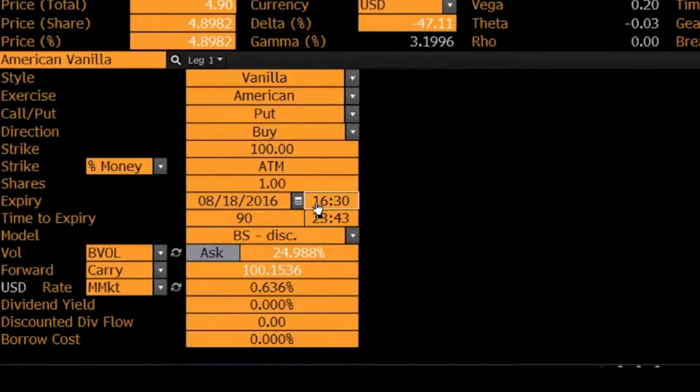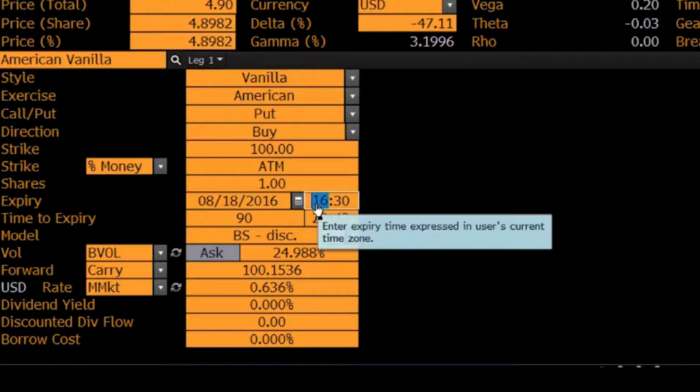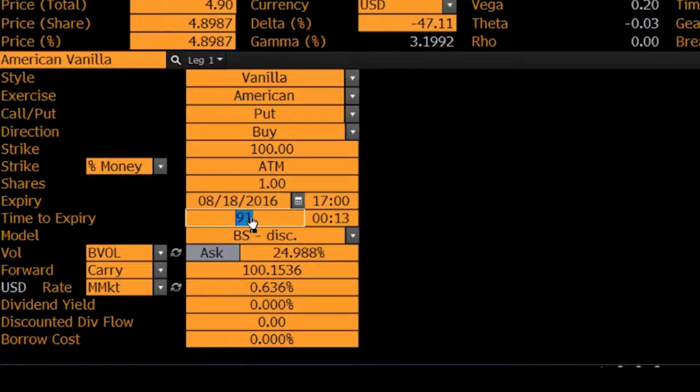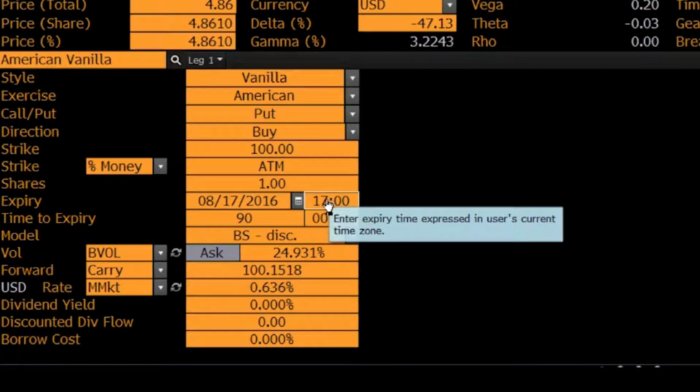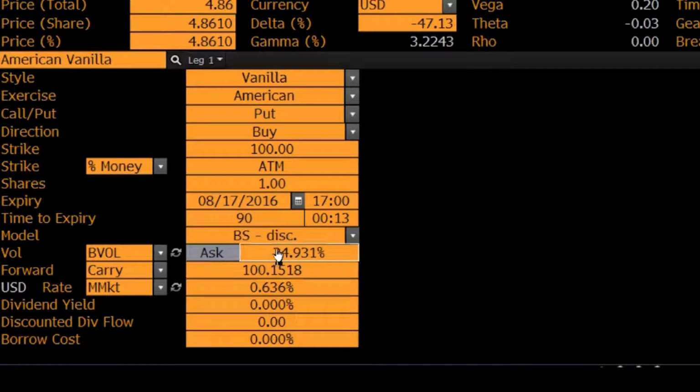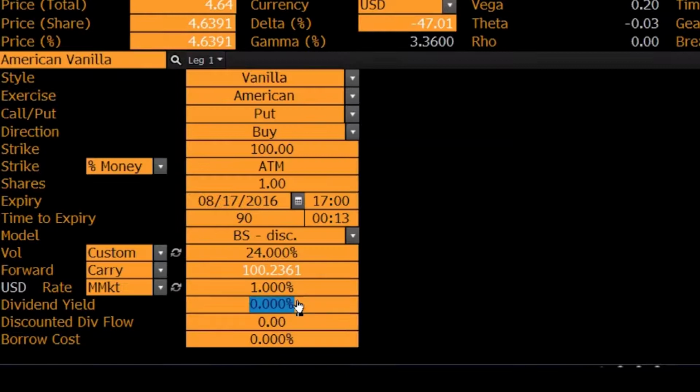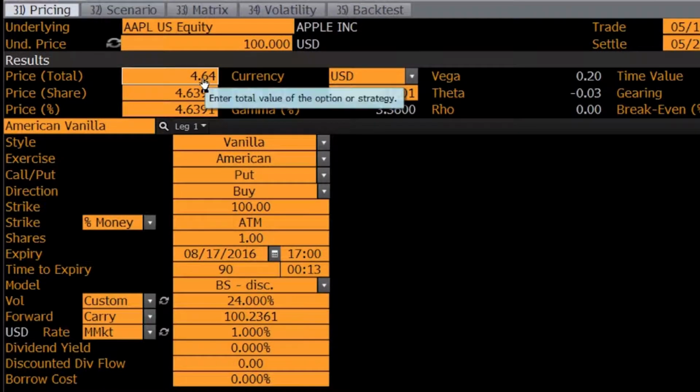Now notice, depending on what time of day you're entering this, because Bloomberg measures expiry times to the nearest minute, you will need to add a later expiry time than today of when you're pricing it. So it's a 90-day option, and this time of expiry, 1700, is later than today. So it is going to be a 90-day. The forecasted volatility is 24. The rates are 1%. The dividend yield is 0. For simplicity, the borrow cost is also 0, and that gives me a put price of 4.64, as the question asks for.